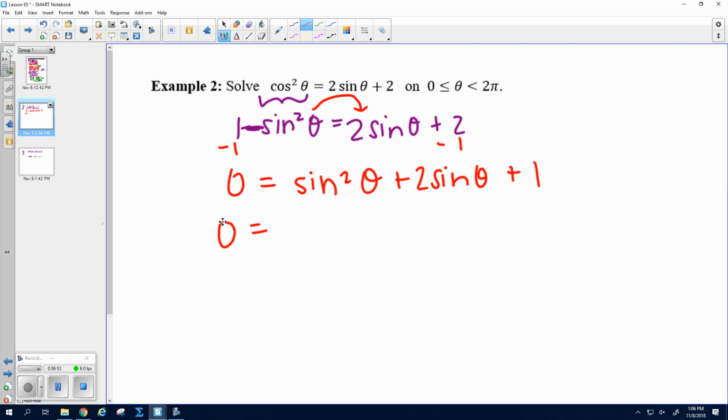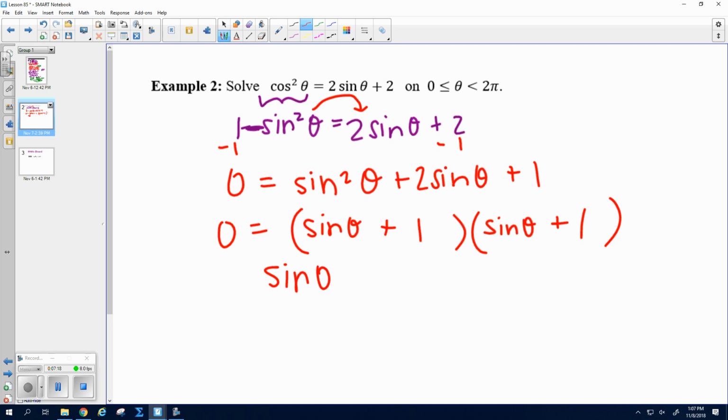I probably would not need to replace these with a's because I can do this in my head, especially since there's not a coefficient in front, right? So I can just say sine theta times sine theta is sine squared theta, and then I need two numbers that multiply to 1 and add to 2. That would be plus 1 and plus 1. If you want to factor it long ways, though, you can. So then you set each of your factors equal to 0 and solve, which is sine theta equals -1. It's the same on both, so I can just do it one time here.